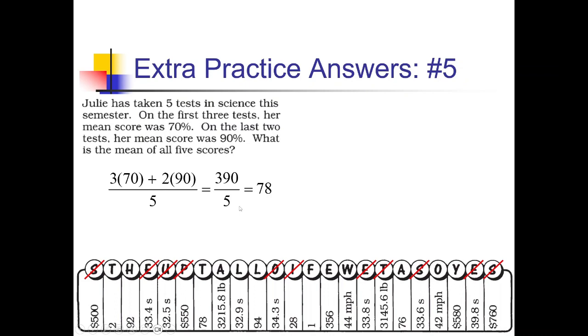And then we have to actually cross off the letter here. So 78 goes with T, so cross that one off.